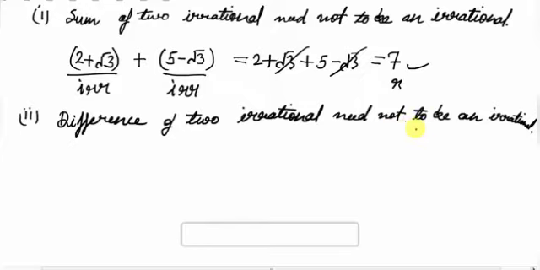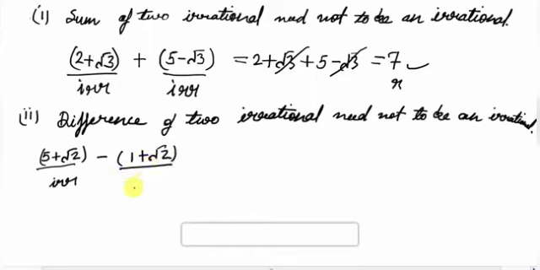When I say always irrational, that means you have to prove both these statements not by any example, because when it is true for all rational and irrational numbers, it needs a general proof. When the statement says need not be irrational, that means in some cases it is not irrational, so there are some examples. When you have to prove it for every rational and irrational, the proof has to be general. Now let's see what this property says: the difference of two irrational numbers need not be irrational.